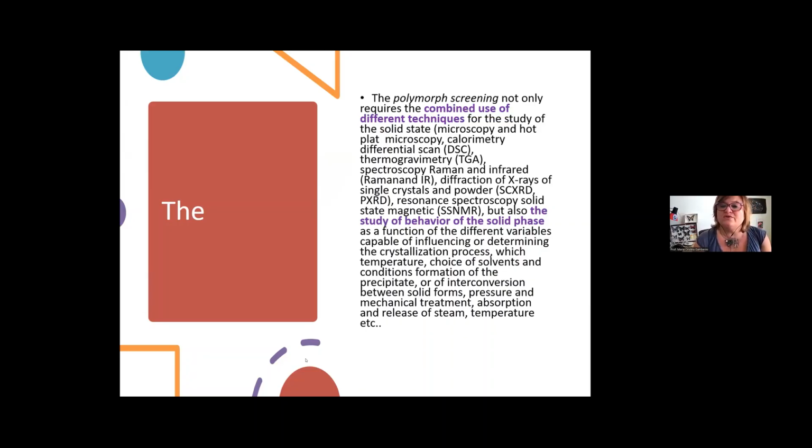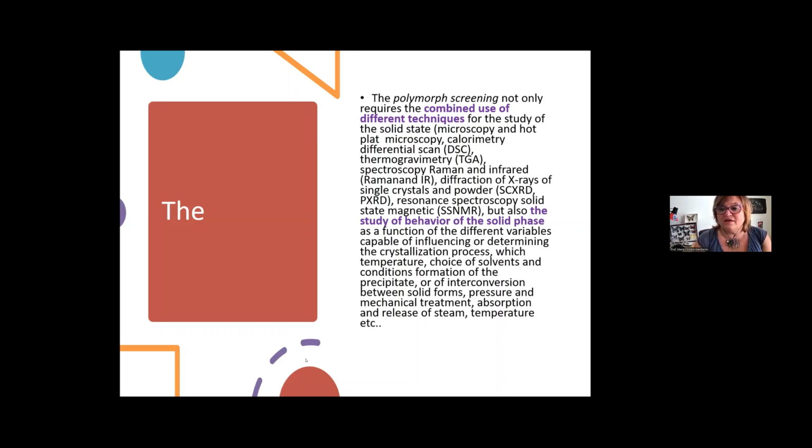scan. We use TGA. We use different spectroscopic techniques, non-invasive ones, Raman and IR, and we use X-ray diffraction on powder and also on crystals. If you use crystals, you have to do crystallization of single crystals, and this is quite difficult to do. And I also want to use solid state NMR.